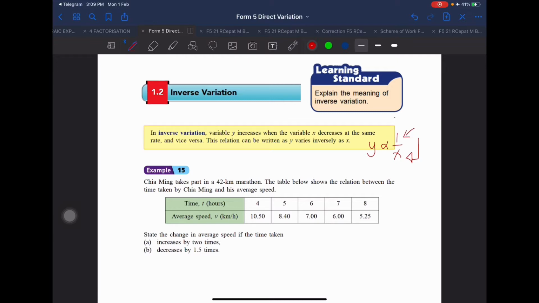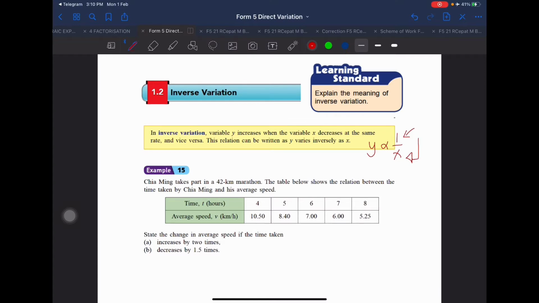What is the real life situation that you can relate with inverse variation? For example, if you spend a lot, your money will decrease. Can you get the example?